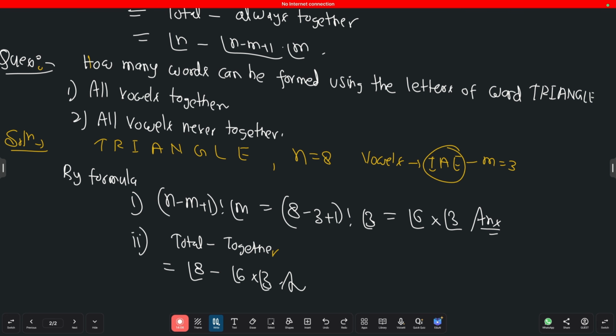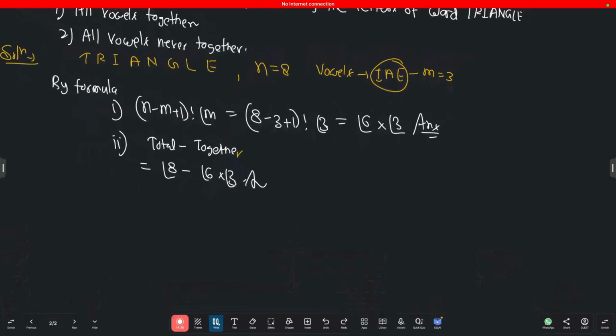Now do you understand why this formula? Because they are asking only for those words in which all vowels are never together. So what you will do? You have the total permutations, total words. From the total words you subtract those in which all are together. Then what remains is never together. That's why we are doing minus. So this is by formula.